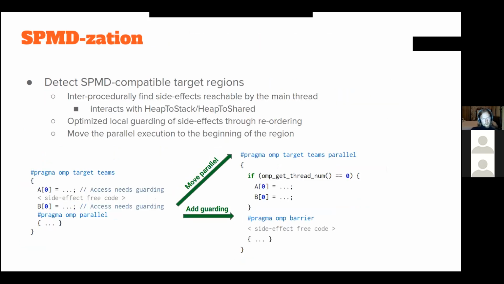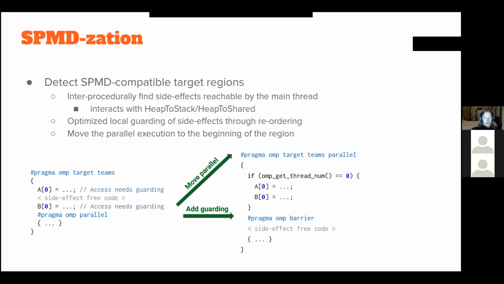So finally, we have SPMDization. What we want to do is detect SPMD compatible target regions and turn them into SPMD mode if possible. So what we do is interprocedurally track the side effects that are reachable by the main thread, that is thread ID 0. And we also check heap to stack and heap to shared for what they have to say about these side effects. If we see an instruction that has side effects that is reachable by the main thread, we then need to move it into a reordered block that is guarded by a conditional on that thread ID for the main thread. And then we have only one thread executing that as we had before.